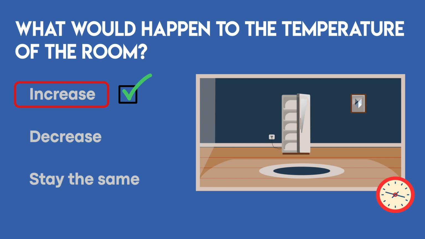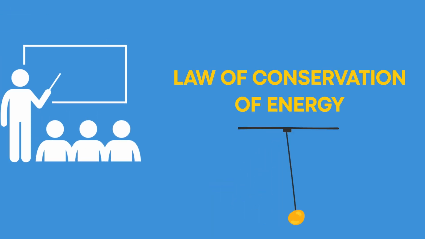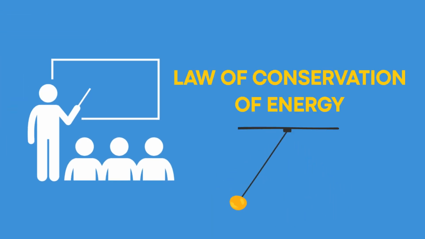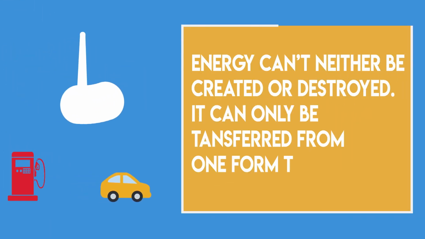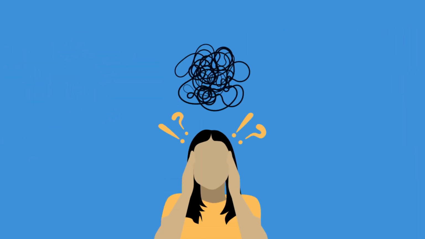Before understanding why this happens, I want you to take a step back and think about the first law of thermodynamics. Most of us have learned this in our school as the law of conservation of energy. In other words, energy can neither be created nor destroyed, it can only be transferred from one form to another. Even after knowing this definition so well, we often find ourselves struggling to apply this to real-world examples.